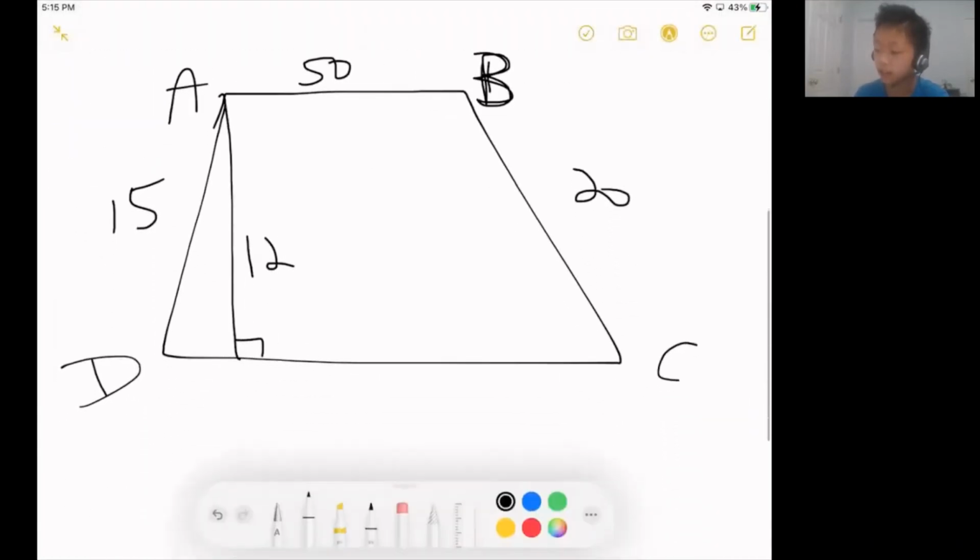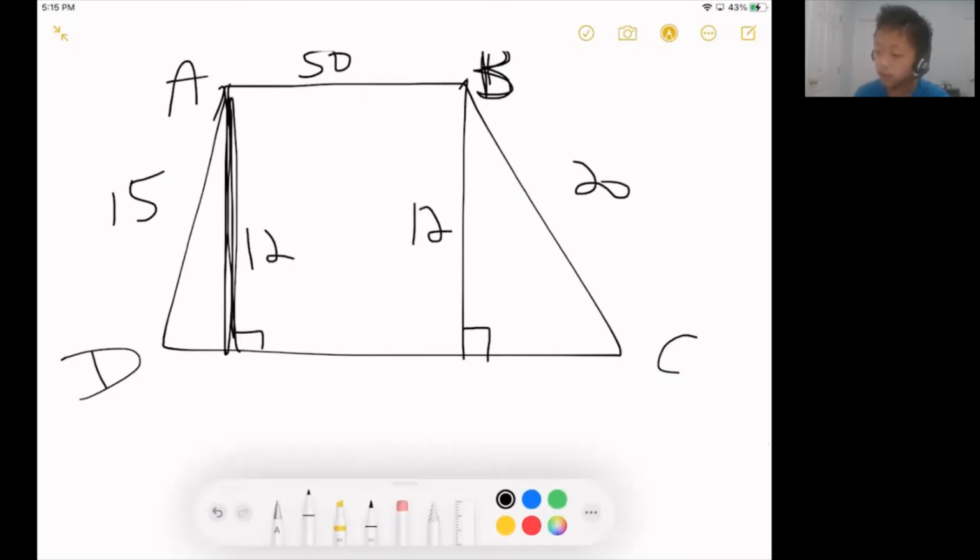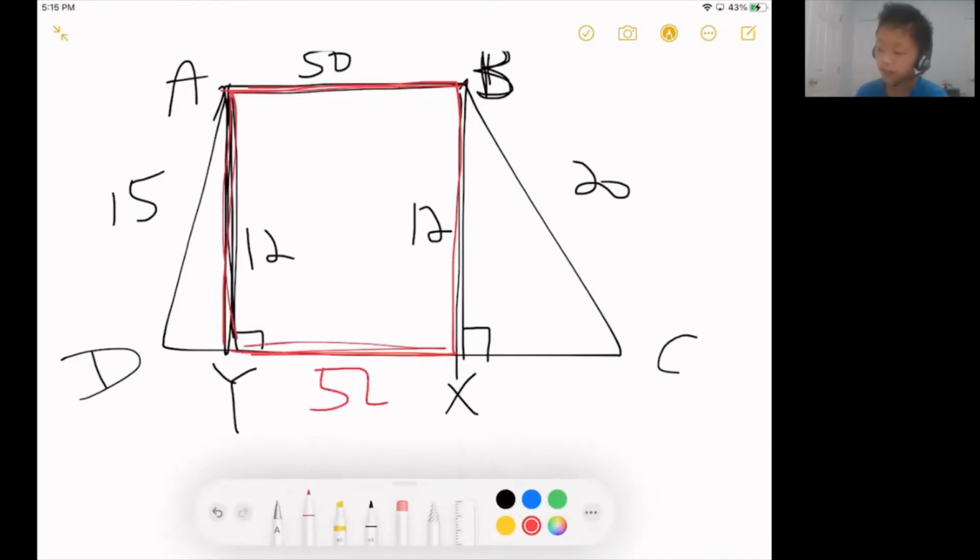That means we can draw the height right here instead of in the middle, because if you put the height in the middle, it's kind of hard to work with. So we can put the height here. We know that the trapezoid has height 12, so this height is also 12. Notice that this is going to be a rectangle. Let's call this X and let's call this Y, for example. We know that quadrilateral ABXY is going to be a rectangle. So if AB has length 50, that tells us XY also has to have length 50.